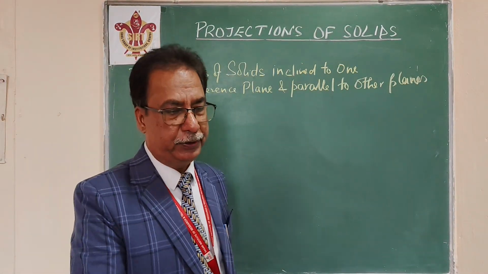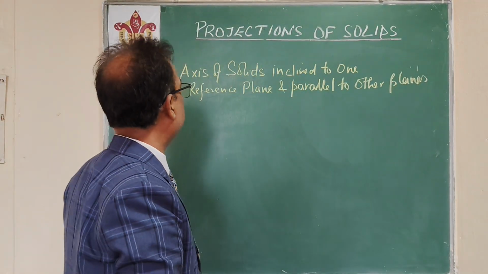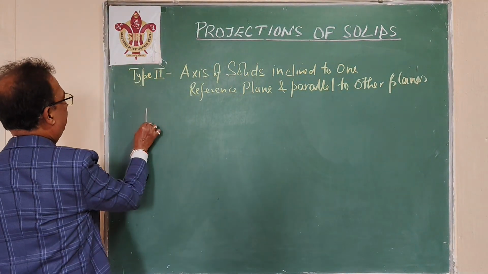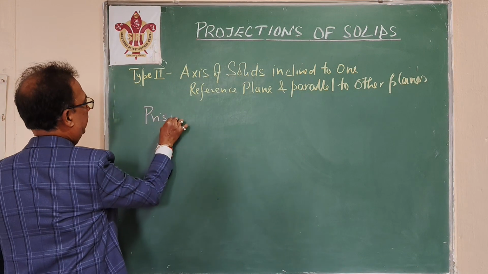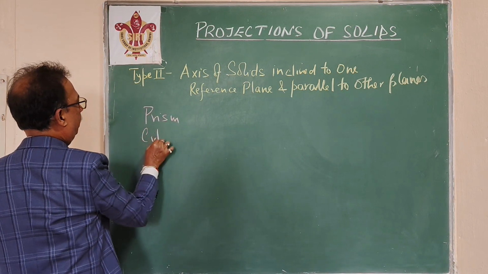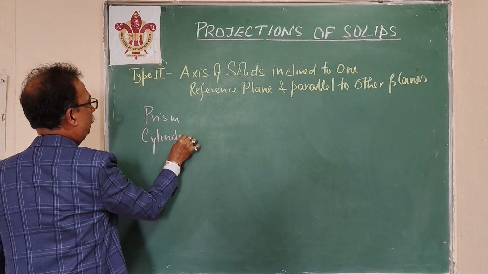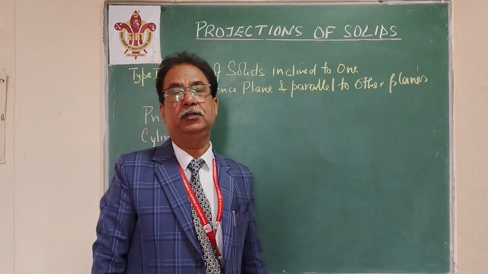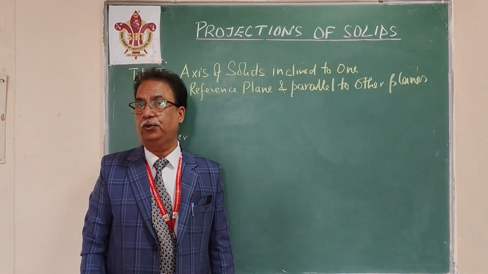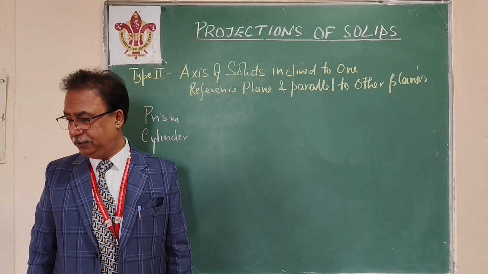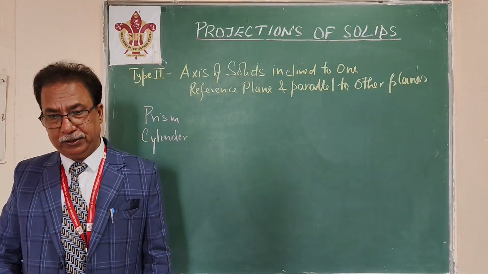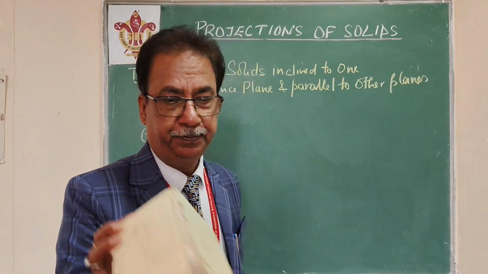Initially, I am going to talk about the solids which have two bases, that is, the prism and cylinder. So firstly, we are going to talk about these two solids. Later on I will talk about the pyramid and cone, because those two are very different types of solids. So again I will talk about this prism.